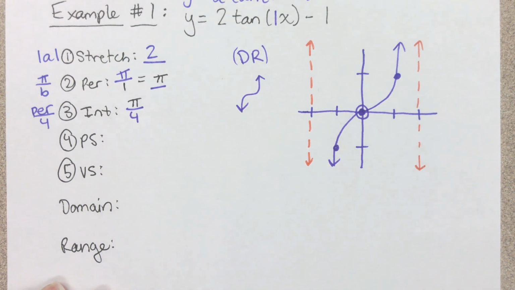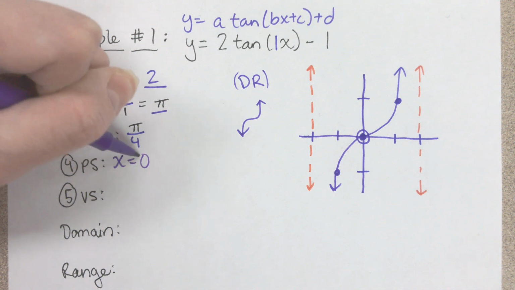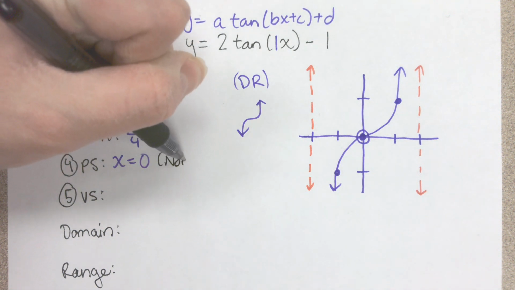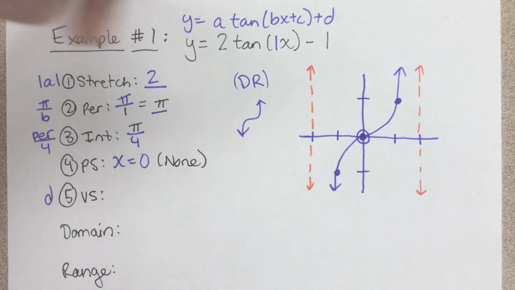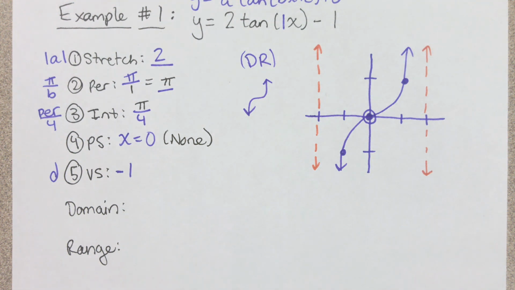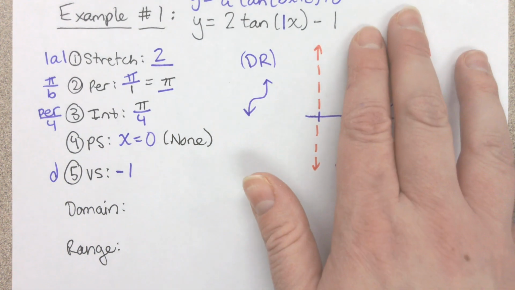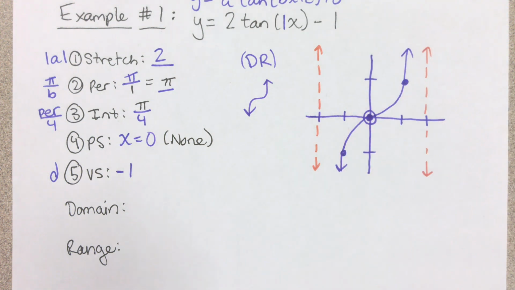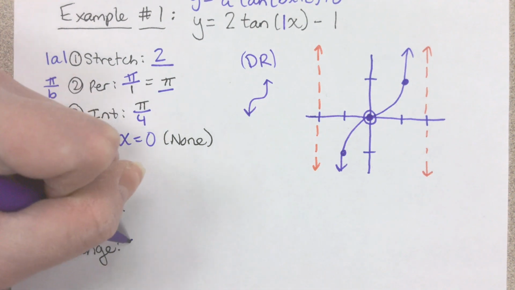Phase shift, same as usual. You take the parentheses equal to 0, so x equals 0. Or you can write none. Vertical shift, still the d value at the end, -1. Domain will be determined after we make our graph. Range. On this graph, and we can even look at my mini drawing and get this information. From the bottom to the top, the y-axis is completely undisturbed, unbroken. All values are included in here. This range is negative to positive infinity.